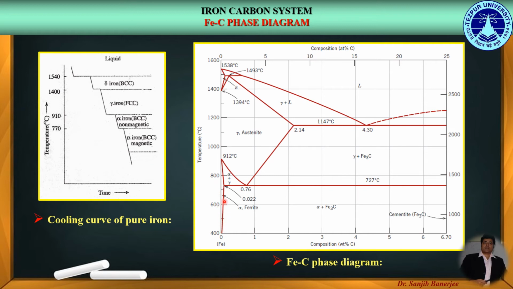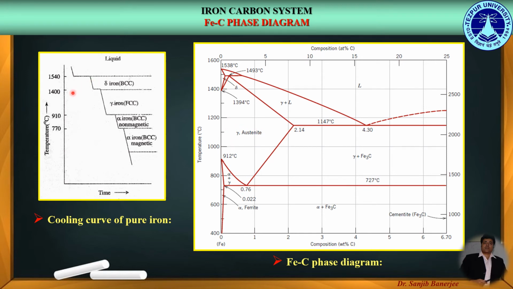Similarly, below 1400 degrees centigrade, in the cooling curve of pure iron, we get the gamma iron having FCC crystal structure. When carbon forms the interstitial solid solution with gamma iron, we get the austenite phase in the iron carbon phase diagram.